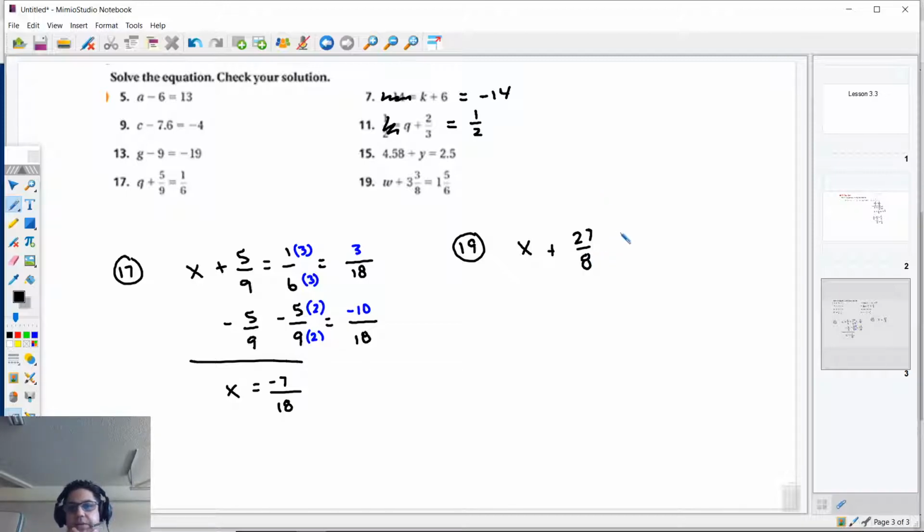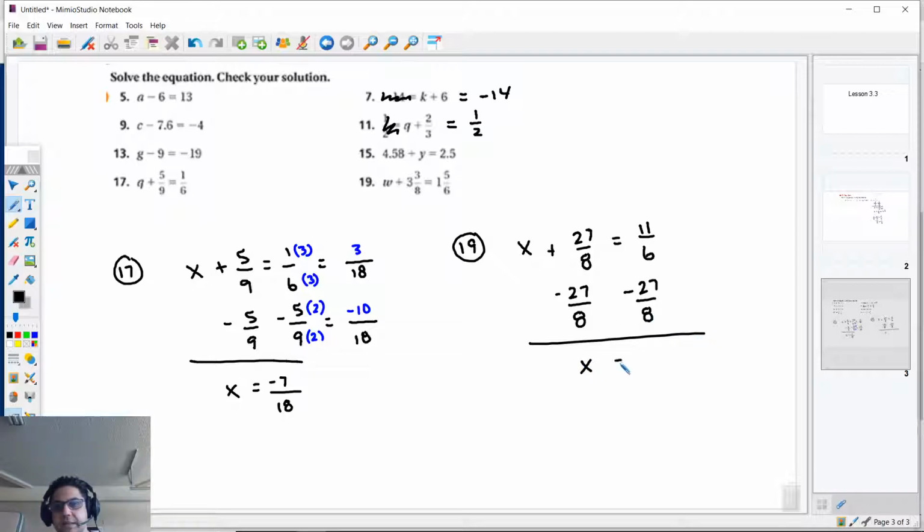I usually like working this way. 6 times 1 is 6, plus 5 is 11. 11 over 6. All right, so it looks somewhat similar to the previous one. Let's go ahead and subtract 27 over 8, both sides. So x is going to be equal to something.